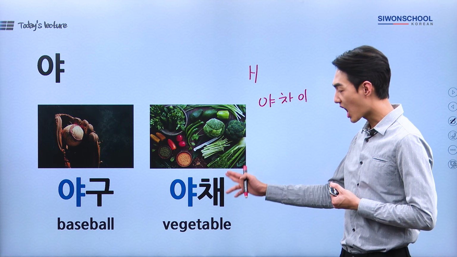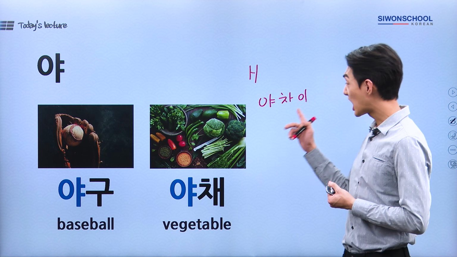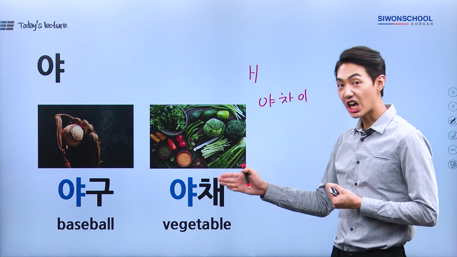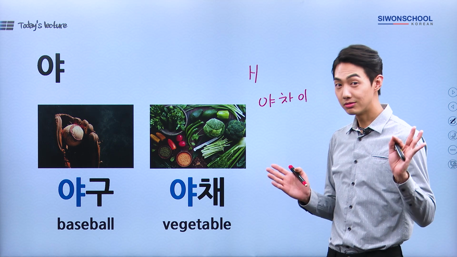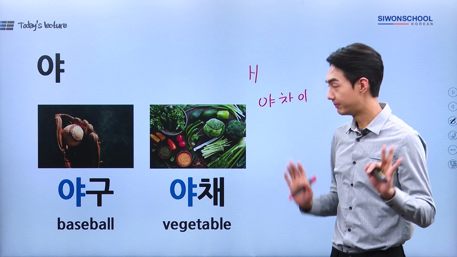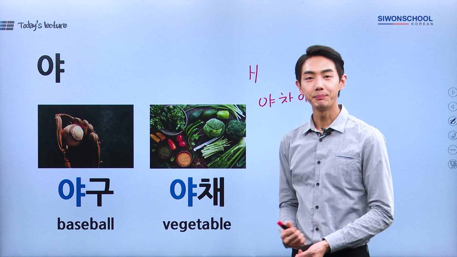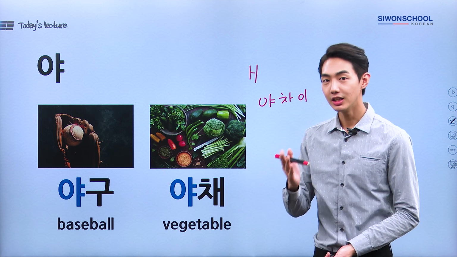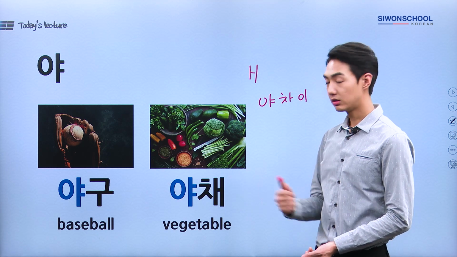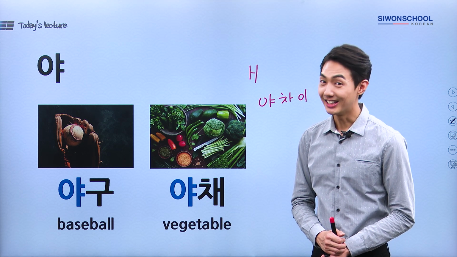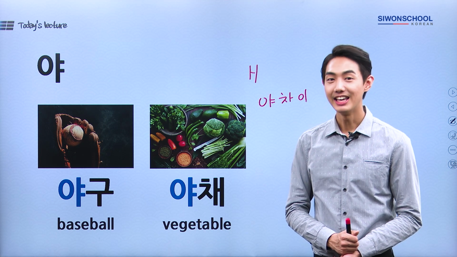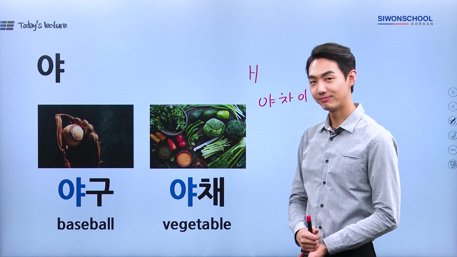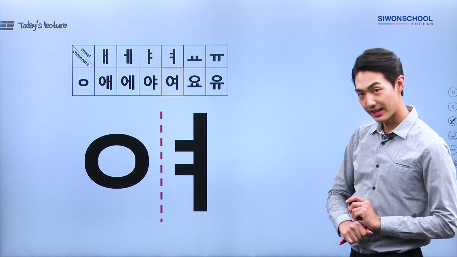So, 아이, 차이, 야채, 차이, kind of similar. No? Doesn't ring a bell? Okay, I'm sorry. But anyway, repeat after me. 야구, 야구, and 야채. No? Okay. 야채, 야채. It's called vegetable. Good job.